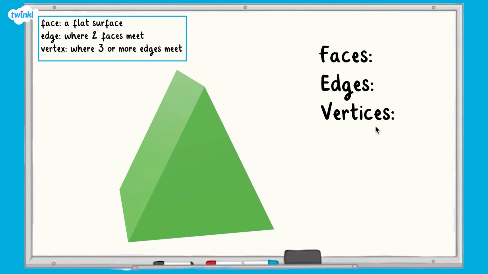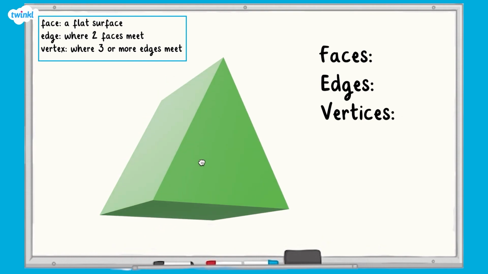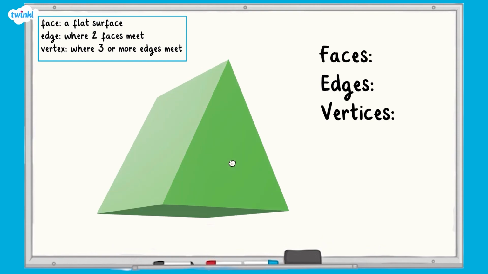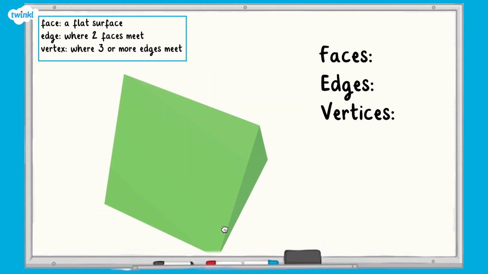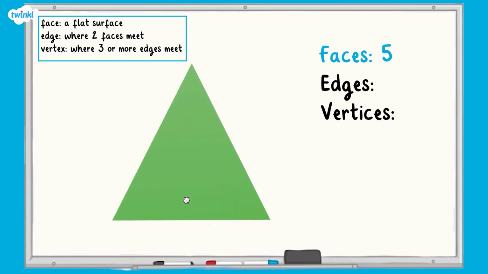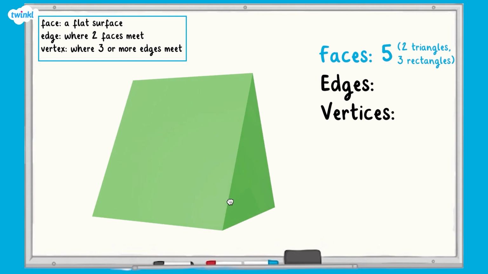Let's start by counting the faces. A prism has 2 opposite identical faces. In this case, 2 opposite triangular faces. So we can start by counting these and then count the other faces. 1, 2, 3, 4, 5. There are 5 faces, 2 triangular faces and 3 rectangular faces.